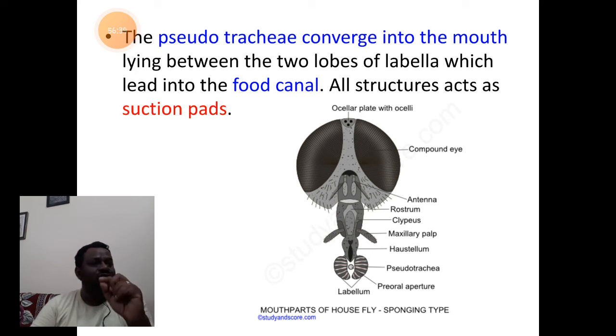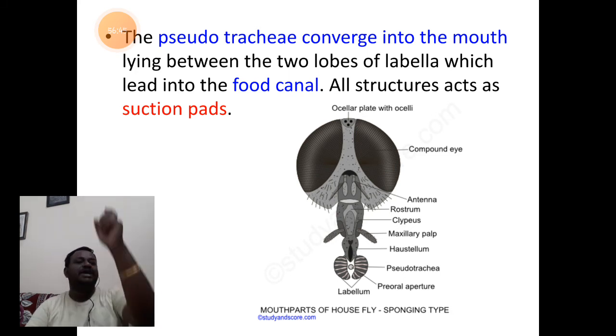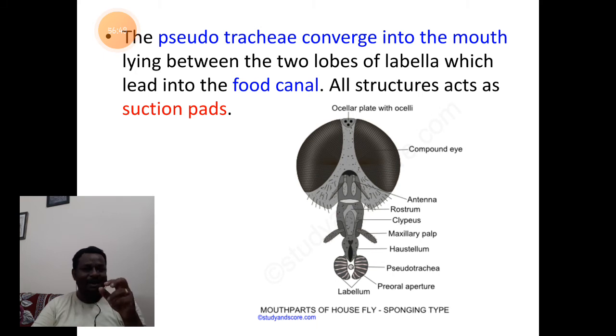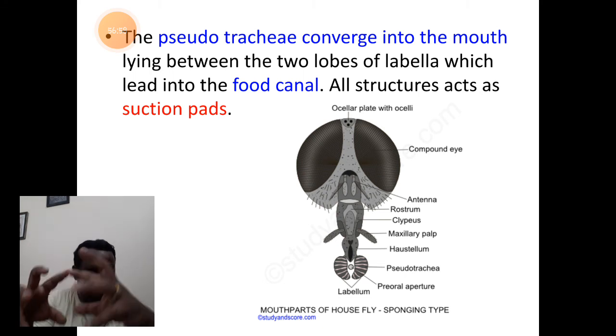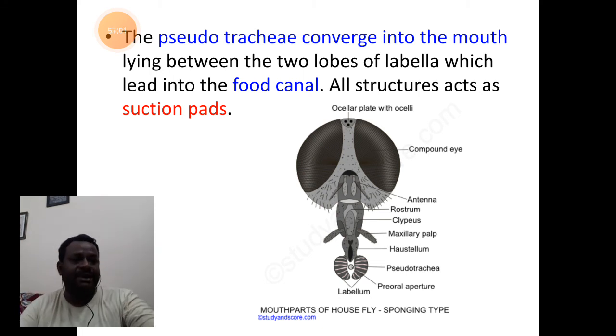So pseudotrachea will converge into the mouth cavity or the mouth opening, leading into the food canal. Thereby all the structures at this area of the labellum or distal proboscis region will act as the suction pads. So they absorb the content directly.